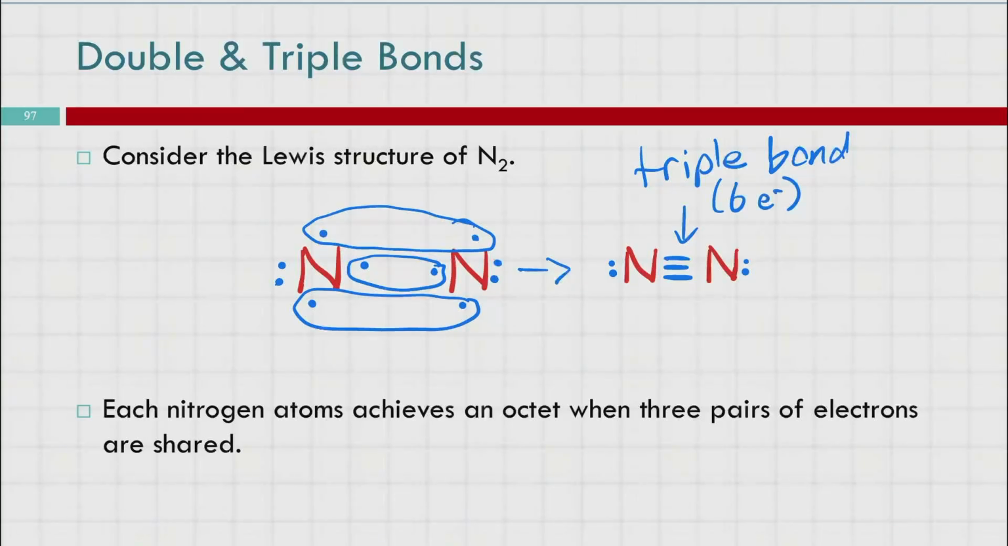A triple bond has 6 electrons. Each line is 2 electrons. 3 lines times 2 electrons is 6 electrons. We also have 1 lone pair, which is 2 electrons. So we have 8 electrons on each nitrogen. That's a full octet, so nitrogen's happy with that triple bond.